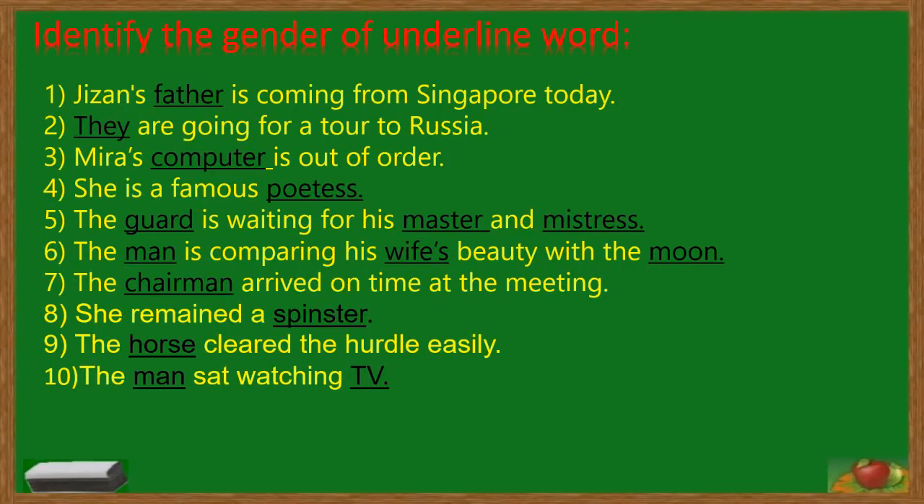The horse cleared the hurdle easily. Again, a horse is a masculine gender. The man sat watching TV. Your man is masculine gender and TV is a neuter gender.